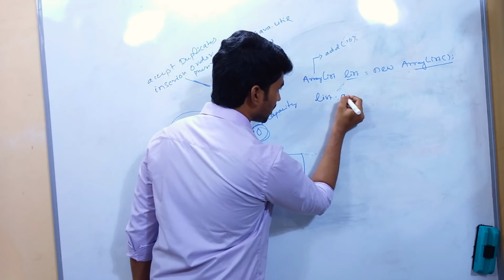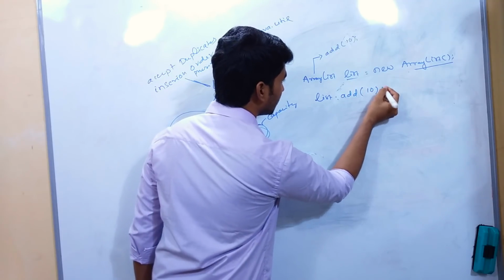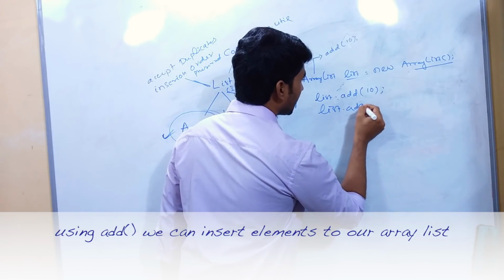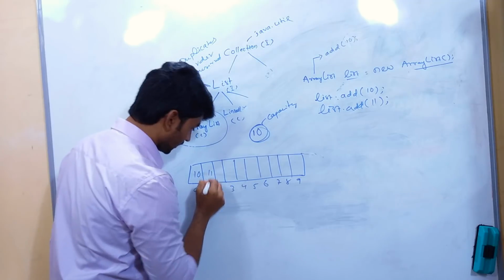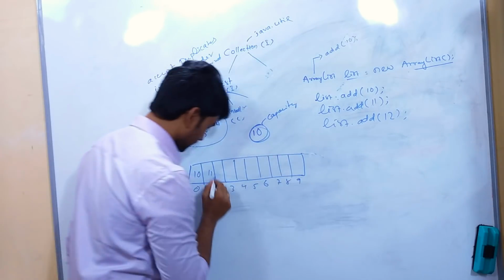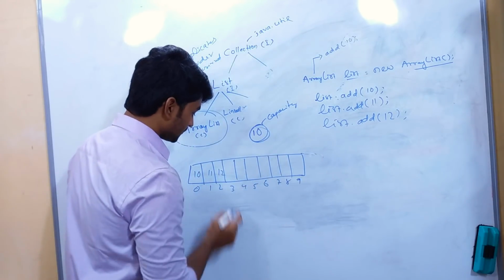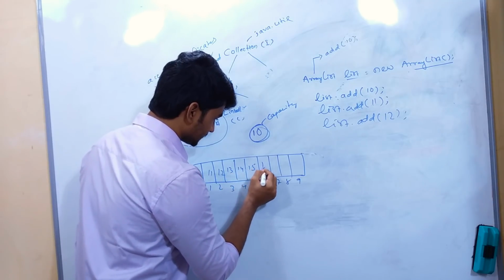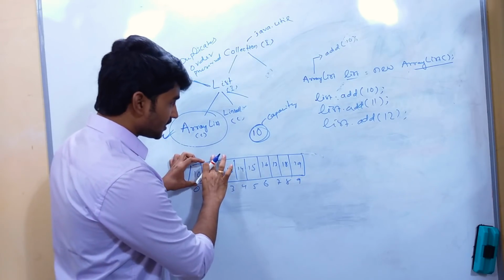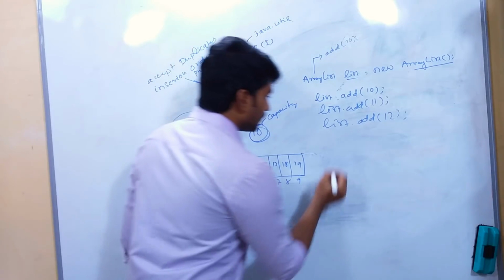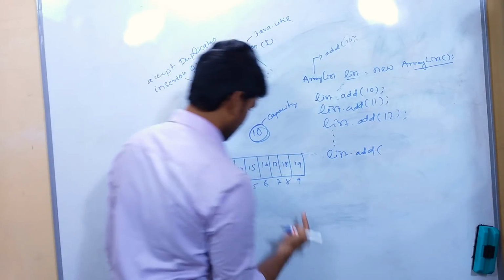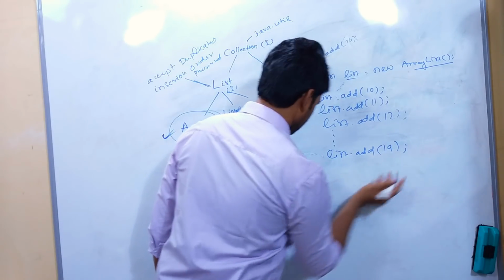So we can use this add method, and we can pass whatever number we want to insert here. Let's say list.add, I want to insert the number 10. So 10 comes here. Now I want to insert another number, let's say 11. So 11 comes here. List.add of 12. Now 12 comes here. Like that, I can insert all the numbers. Let's say 13, 14, 15, 16, 17, 18 and 19. So I have inserted 10 to 19 into this particular ArrayList, right? Let me do list dot add of 19. So now 19 comes here.